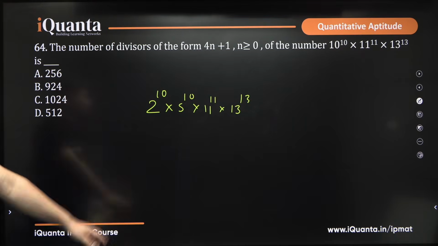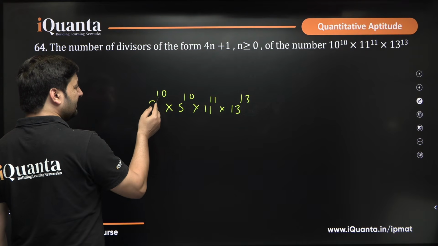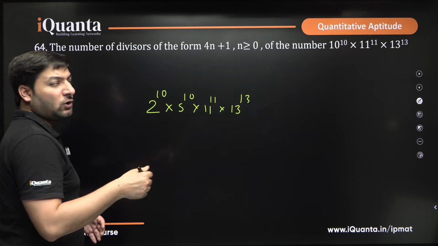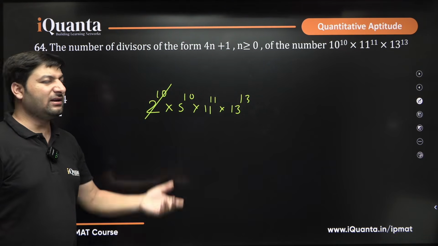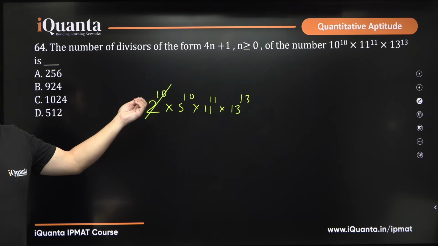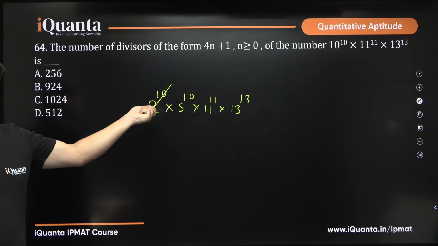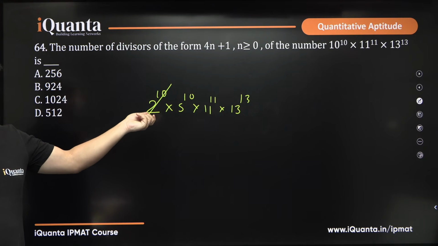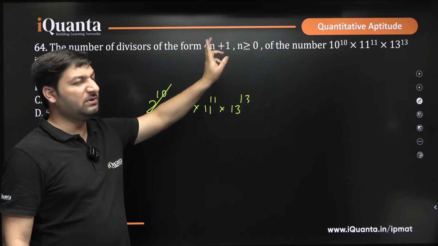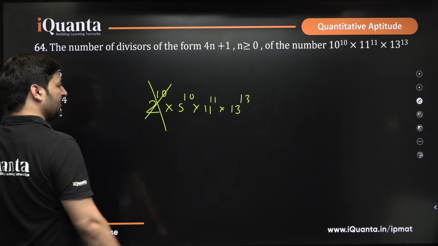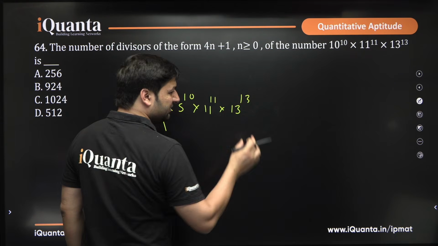Divisors should be of the form 4n plus 1. See, if they are talking about 4, this 2 should not be there, because 2 square and onwards it is going to give you a number which will have 4 in it, and if you divide a number which has 4 in it, you get remainder 0, not 1. 4n plus 1 means when you divide a number by 4, remainder should be 1. So the 2 to the power 10 part completely cancels. We have to deal with 5 to the power 10, 11 to the power 11, 13 to the power 13.